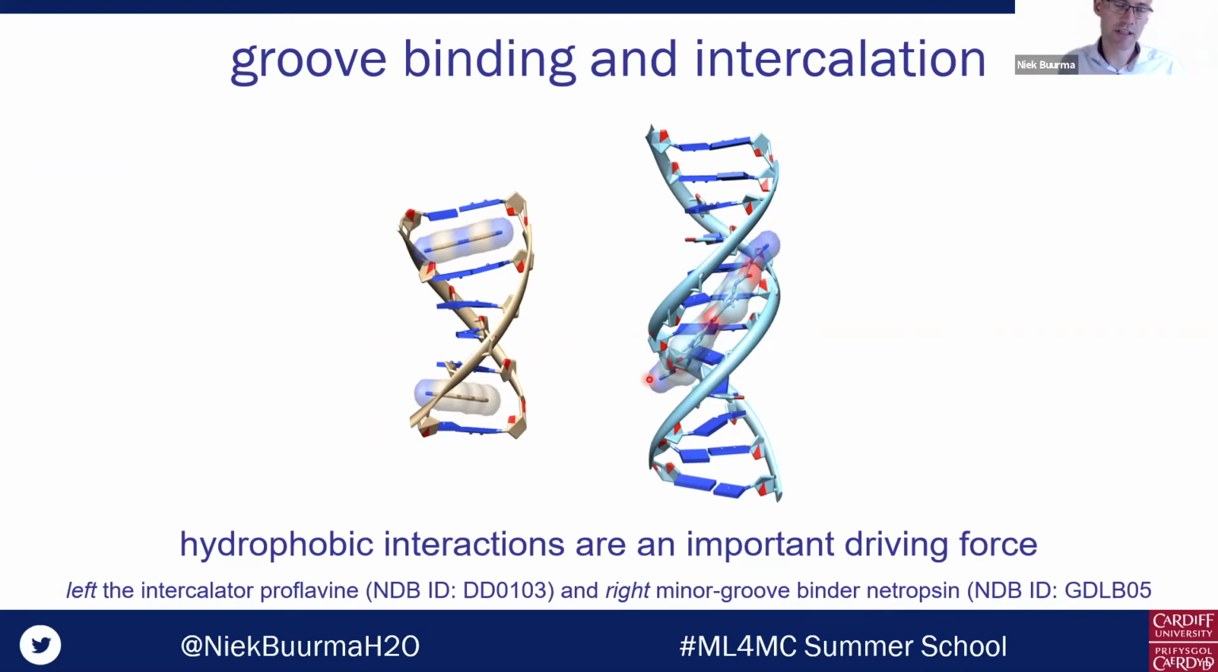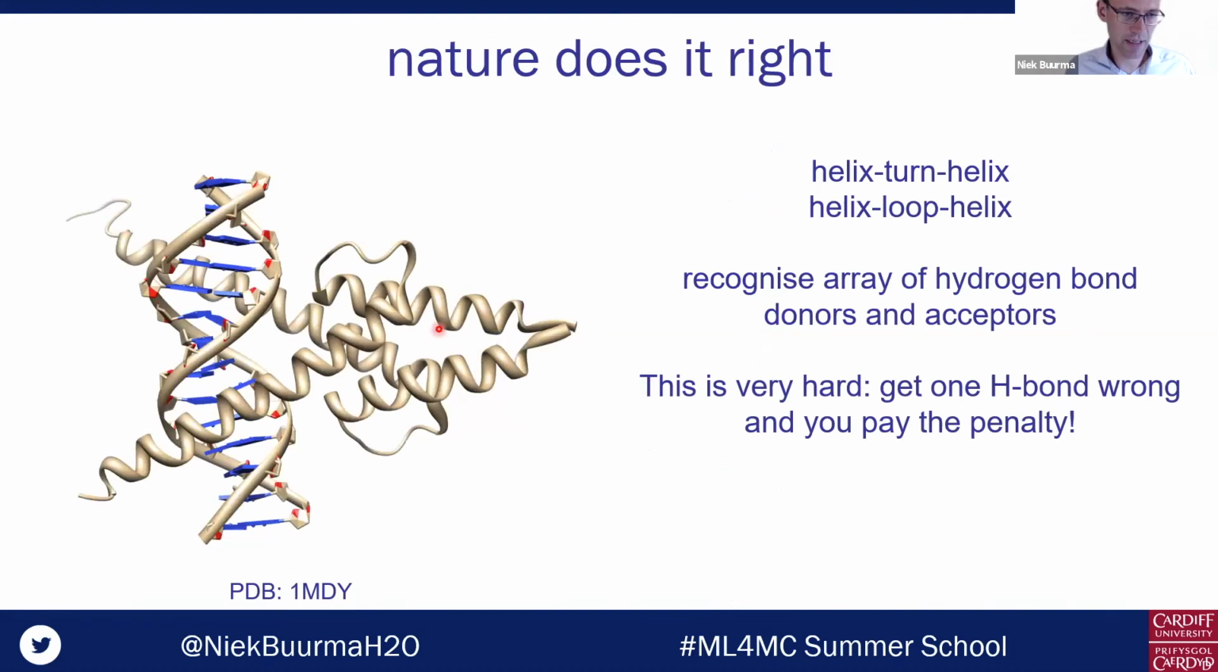So that was why I was saying nature does this right. It uses hydrogen bond donors and acceptors on an alpha helix to recognize hydrogen bond donors and acceptors in the major groove. Humans are really poor at sufficiently developing hydrogen bond donor acceptor arrays so that you get perfect recognition patterns.